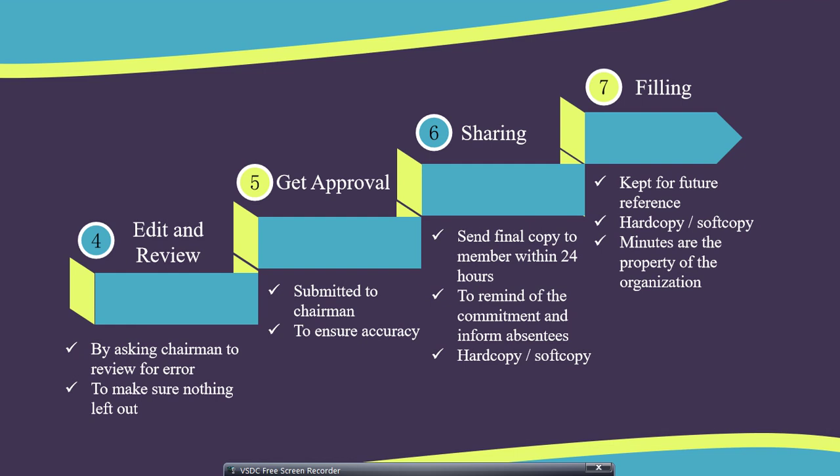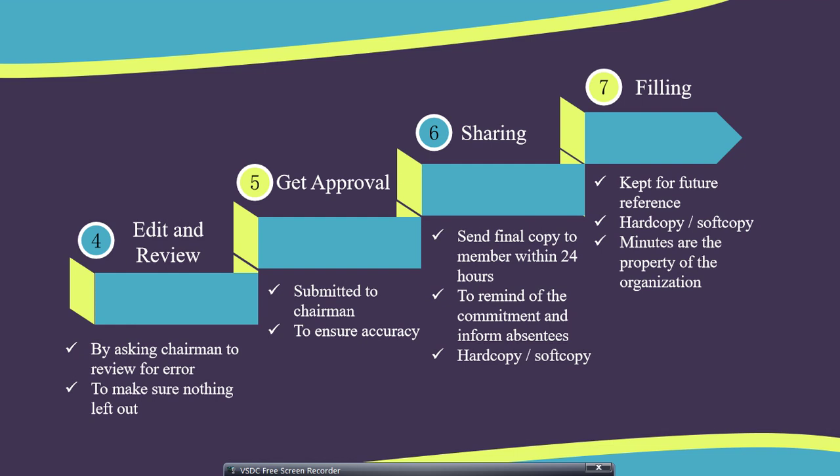Next is getting approval. On this point, after the review, the minutes should be submitted to the chairperson or the person who ran the meeting for approval, unless instructed otherwise. This is to check for errors and to ensure accuracy and perfection. Next is sharing the minutes. On this point, we must send the final copy of the minutes to members within 24 hours of the meeting. This is to remind them of the commitments made during the meeting and to inform the absentees of what happened and their commitments. And lastly, it helps the people who attended and those absent to transfer the commitments to their calendars and to-do lists.